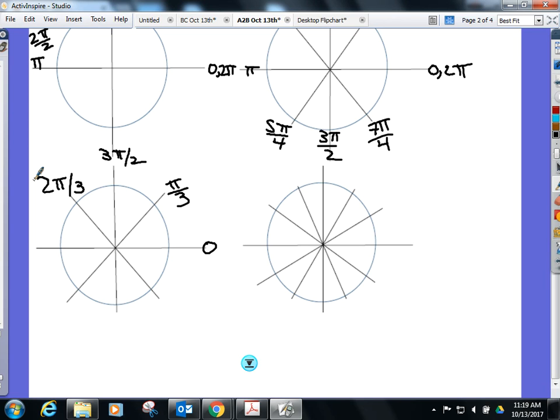3 pi over 3, which is reduced down to? What's up next?